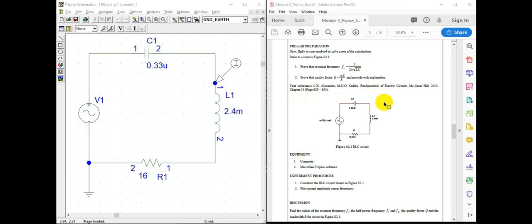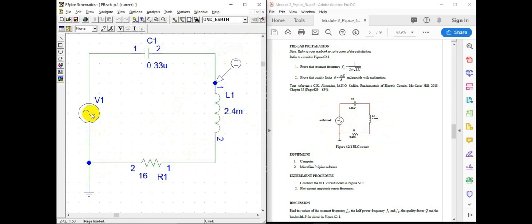First of all, we need to construct the circuit following the lab sheet. The components are V sine, which is the power source, R is the resistor, L is the inductor, and C for capacitor. GND is the ground connection. So we have to arrange the components as follows.